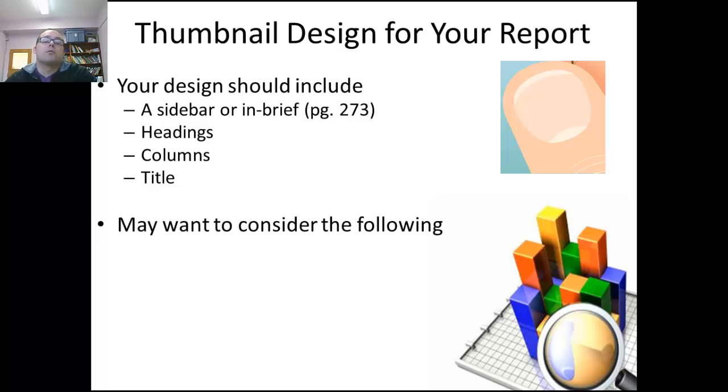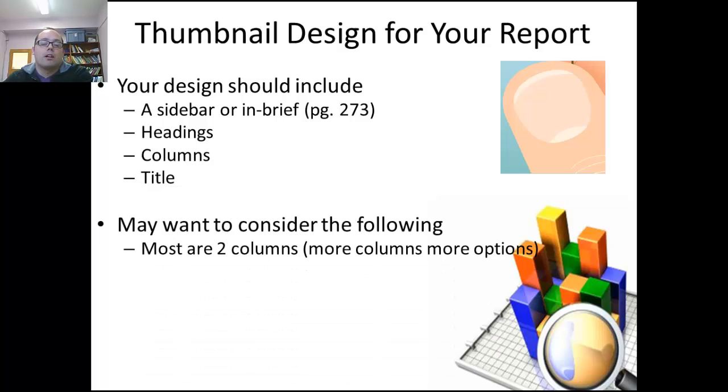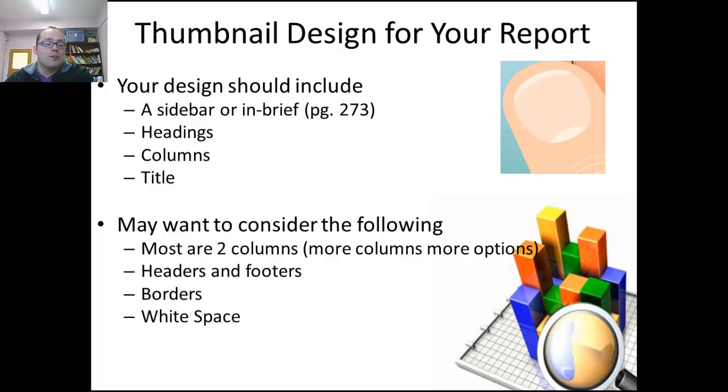And on top of these 4 suggestions, you might want to consider the following. Once again, most are 2 columns. You can use 3 if you'd like, but once again, 2 is pretty standard, and some people use 3. Headers and footers can definitely help bring out more clarification when needed. And borders, if you're going to use a border, keep it simple.